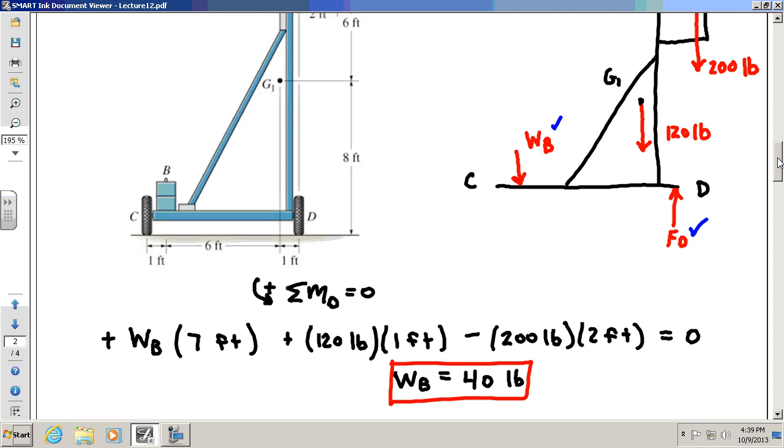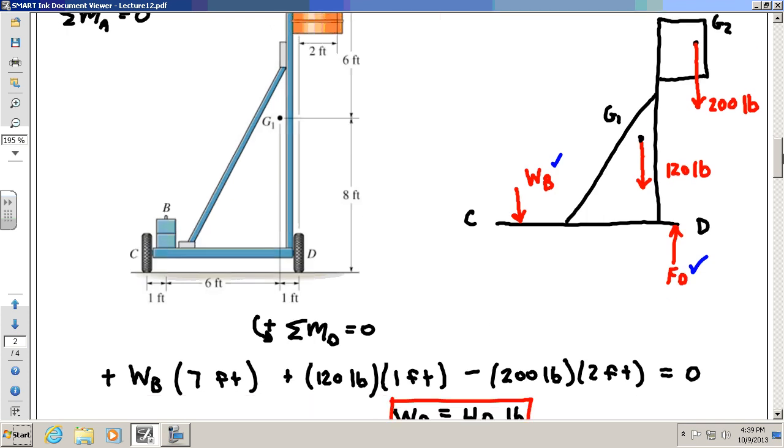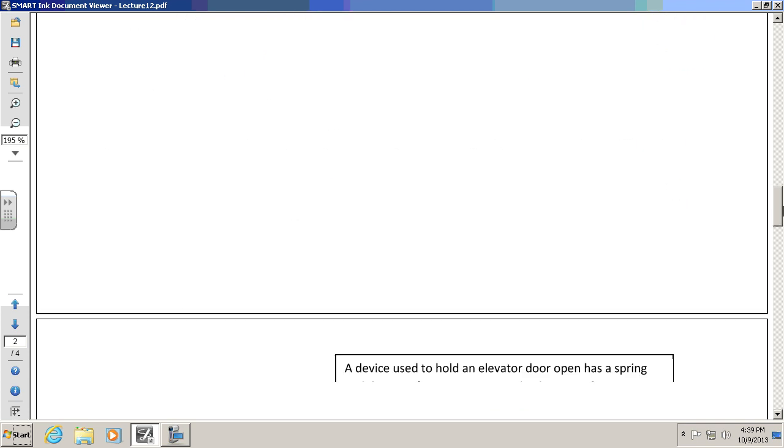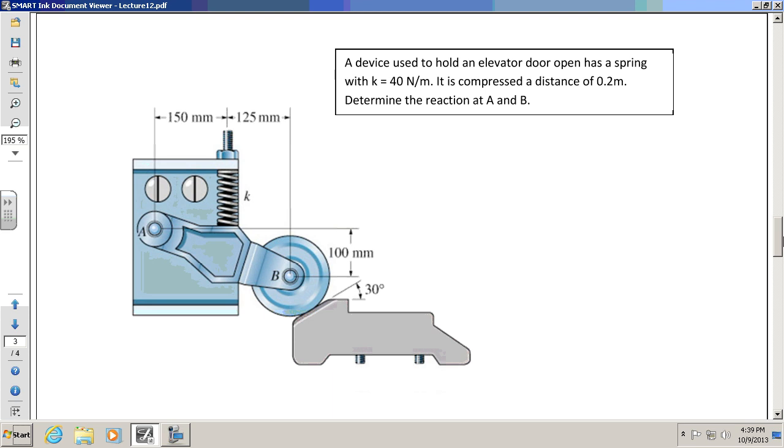That's the free body diagram and a moment. Now we could have written forces here, but we really didn't need to. A lot of times you can just do a moment. All right, let's go to the next one. This is a problem where you can draw a correct free body diagram and do everything.